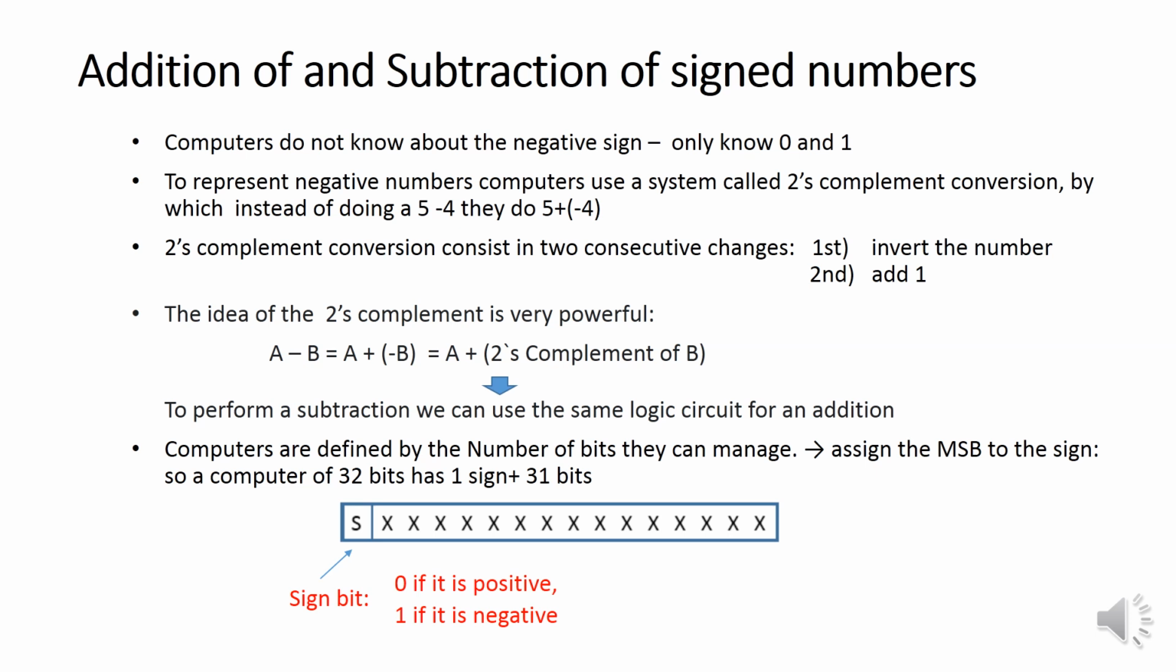Computers are defined by the number of bits they can manage. So we say 16-bit computer, 32-bit computer. How these bits are distributed is very significant. So, when doing arithmetic operations with signed numbers, the most significant bit is dedicated and reserved to the signed representation. It is called the sign bit. It is 0 if the number is positive and 1 if it is negative.